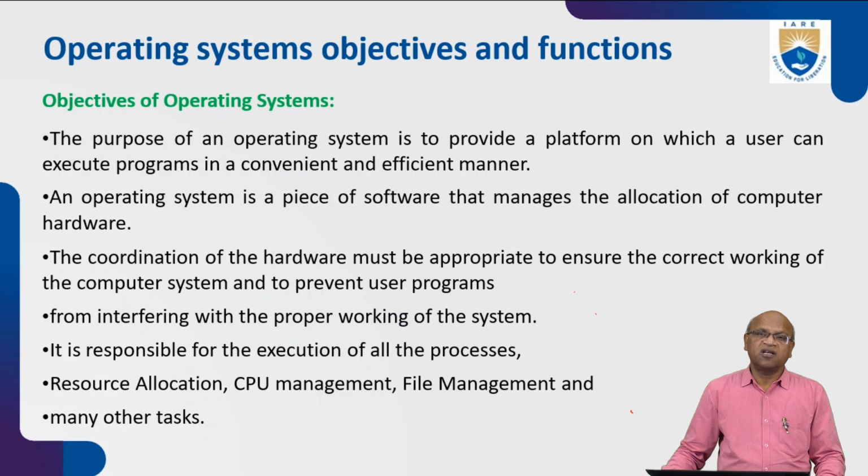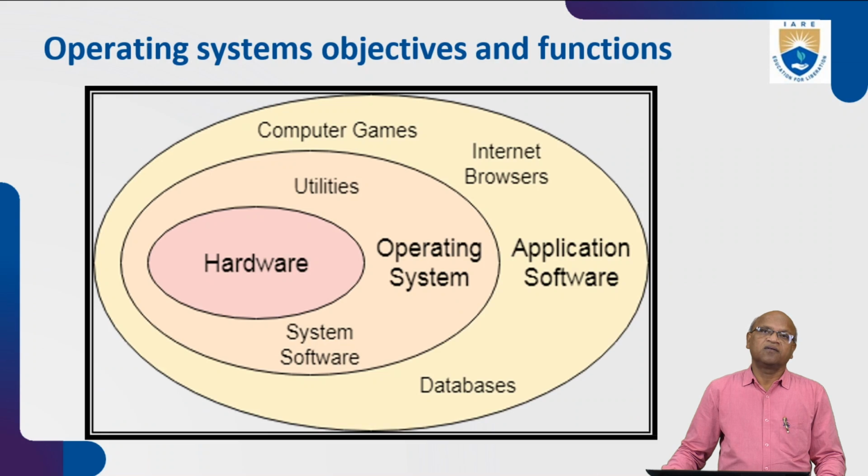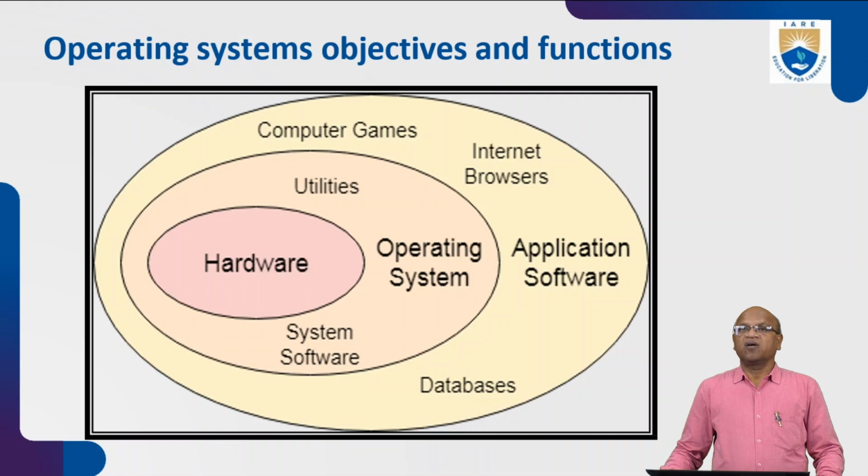It will get the job done by the hardware. So all these programs are in the OS. These programs are in the shape of .exe files. So this is, you see, the operating system objectives and functions. If you look at this one, in this one, your hardware, operating system, application software, system software, databases, internet, browsers. These are all programs only.